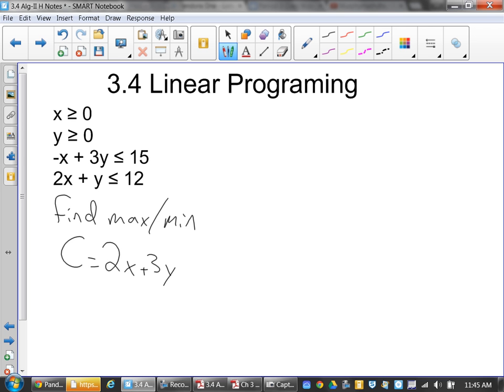Okay? Yes, sir? What's the C? I just said that's the constraint. What we're looking at here, that's the equation we're going to find the maximum or minimum of within these four equations. So what we're doing here is creating a boundary on paper and finding ordered pairs where all these things intersect, then using those ordered pairs within a constraint to maximize it.